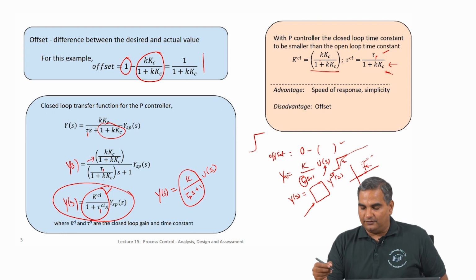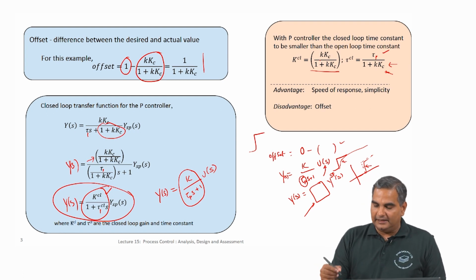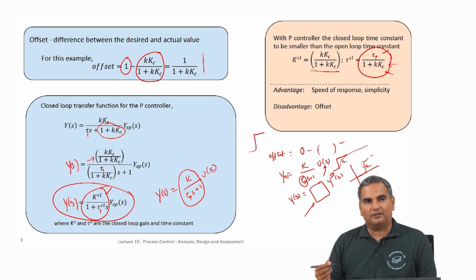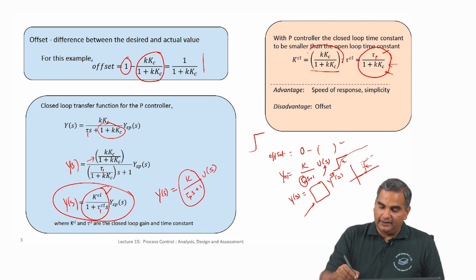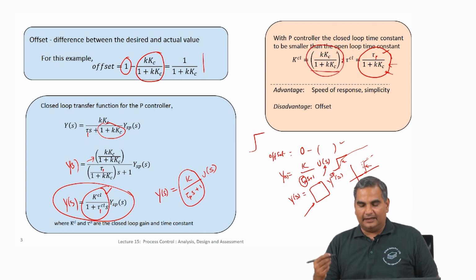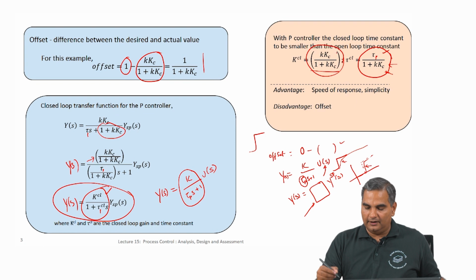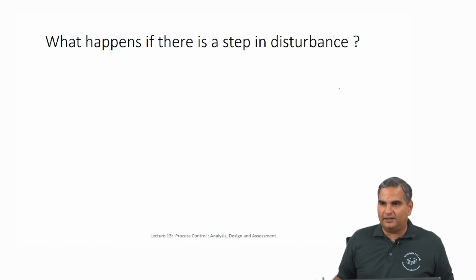So the upshot of all of this is the P controller works nicely in terms of reducing the closed loop time constant, making the closed loop time constant much less than the open loop time constant. It is also getting the gain close to 1, but not exactly, and that is the reason why you have an offset. So again the advantage is speed of response and simplicity, however the disadvantage is an offset. Okay. So, what happens if there is a step disturbance?